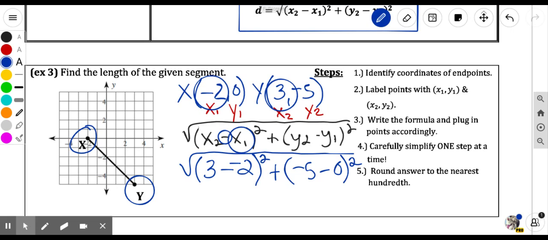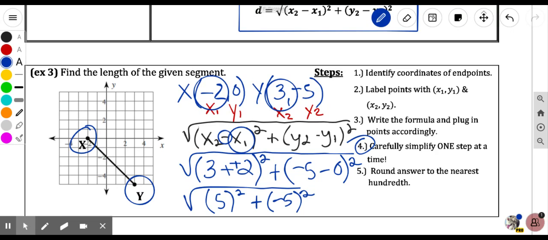Okay, so that's what it looks like when you just plug in. Next, we're going to simplify. So right here, this is minus a -2. Remember that becomes plus. So it's really 3 plus 2, which is 5. And then -5 minus 0 is -5. Notice that I'm carefully, just like in how step 4 says, carefully simplifying one step at a time. Please do not try to do it all at once. That's when mistakes happen. So now the next step is to square both of these.